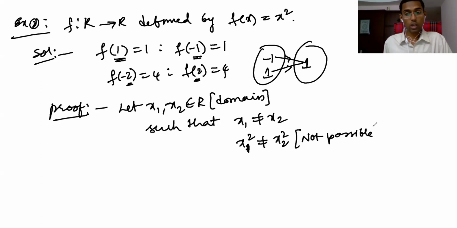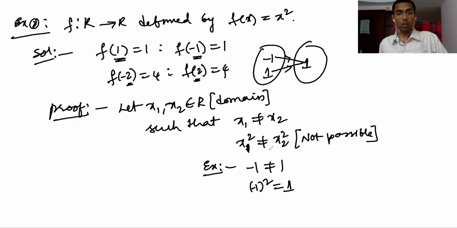You cannot say this. Why? Because minus 1 I already gave here. Why not possible? Because minus 1 is not equal to 1, but minus 1 whole square is equal to 1 whole square, which equals 1. So not equal is not possible all the time. Therefore, what we can say is it is not a 1-1 function.